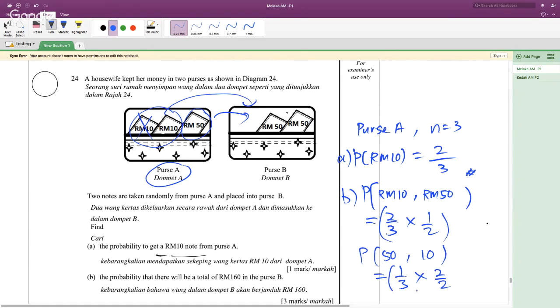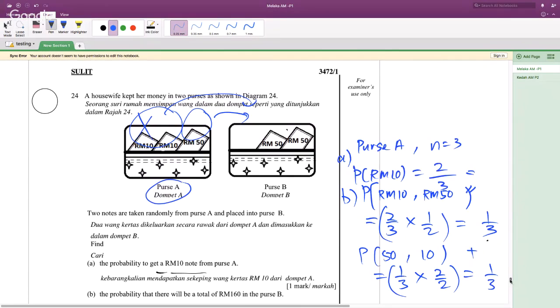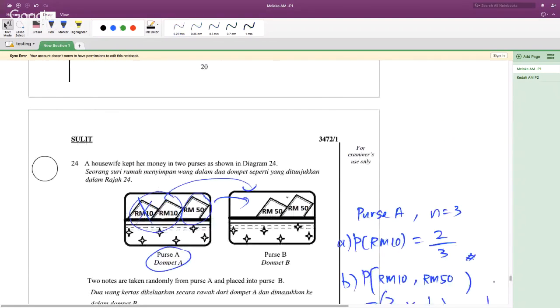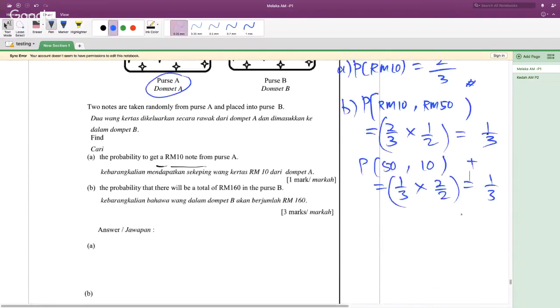Right, so then both of the probabilities you have to add together. This one should be 1/3, and this one should be 1/3. So you add them together, and the answer is 2/3 as well. If you add them together, you will get 2/3. This one is your final answer.